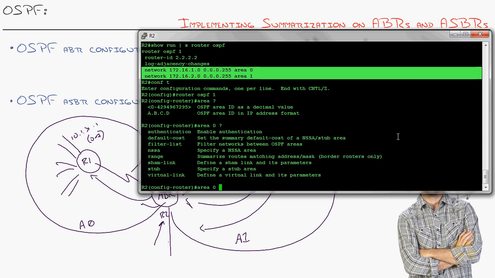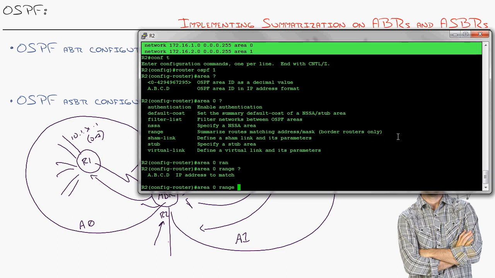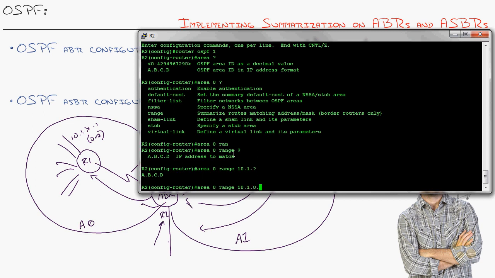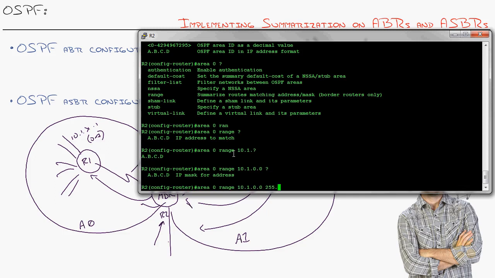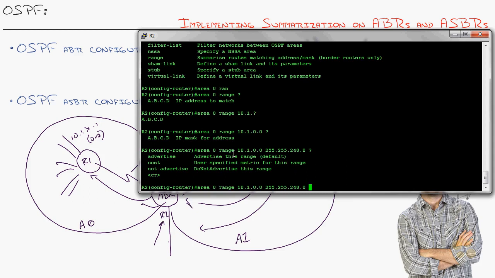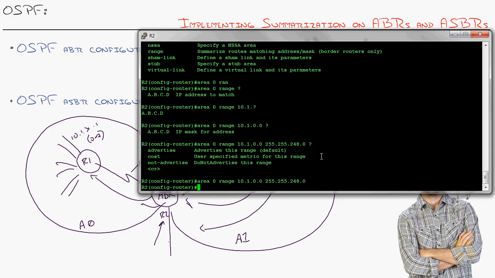I'm going to do a summary route. So I'll do range, and type in the IP address that I want to put in. It says to match, but essentially this is the summary address. All the 10.1 networks are over there in area 0, so I'll do 10.1.0.0 with a subnet mask of 255.255.248.0. That one we just found out. And you can see, by default it's going to advertise this range. You can specify a specific cost and all that.